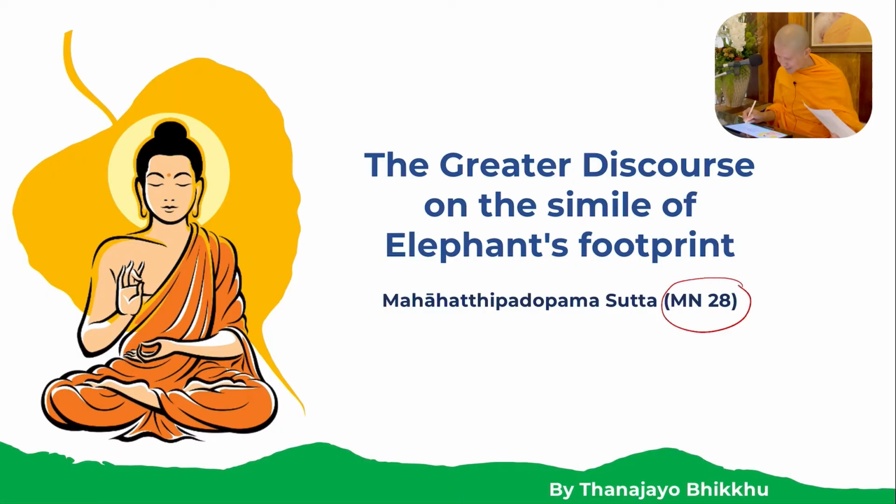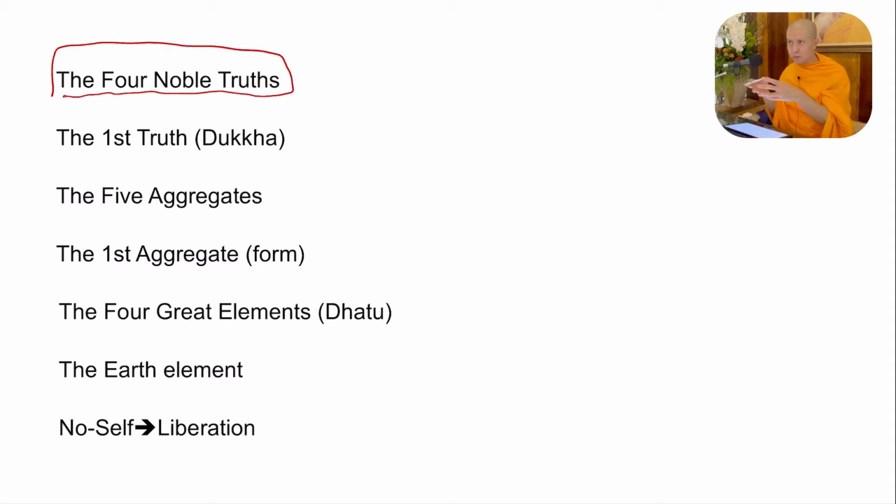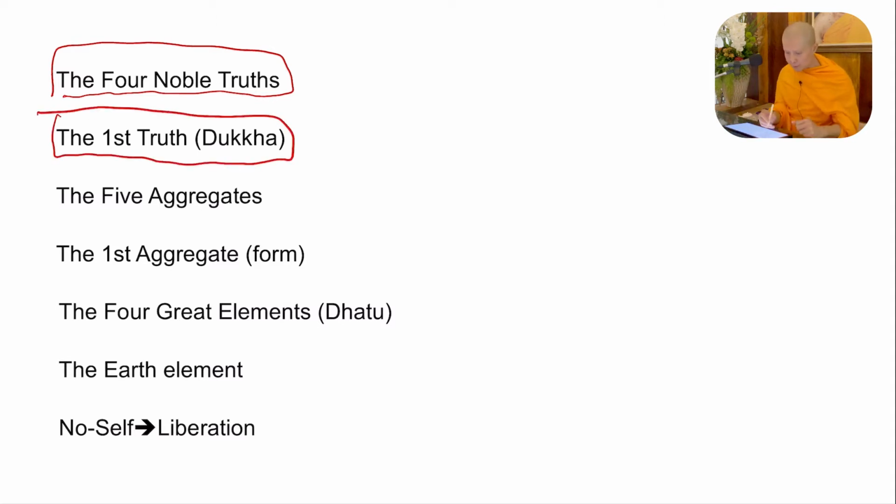It's from Majjhima Nikaya number 28, the great discourse on the simile of the elephant footprint. And this is how the structure of the sutra is laid out. Sariputta starts by emphasizing the Four Noble Truths, which we just talked about, and then he narrows down. He takes just the first Noble Truth, which is dukkha. And when he talks about dukkha, he points to the five aggregates directly. Then in these five aggregates, he takes the first aggregate, which is form.